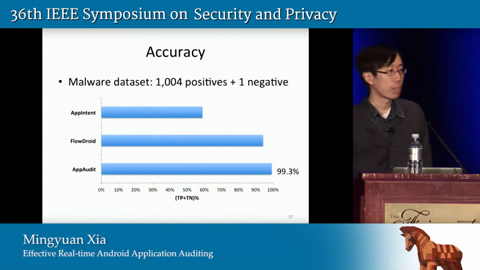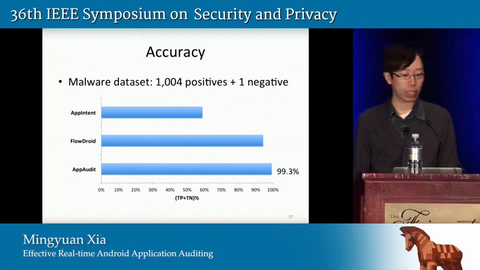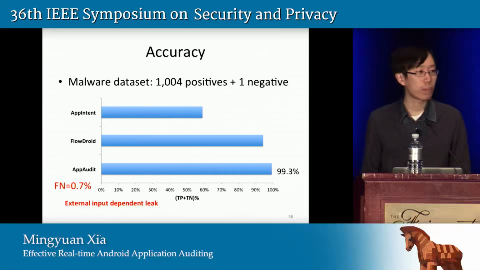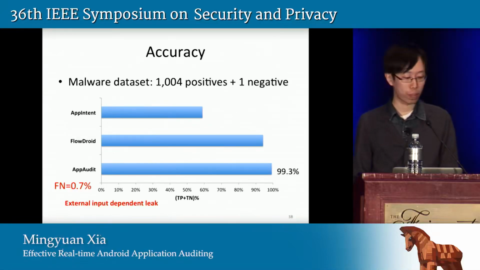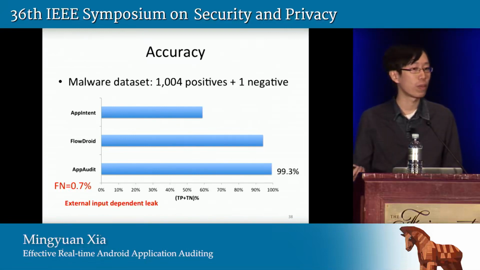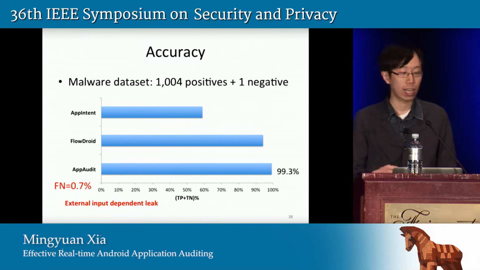First, the accuracy. The malware dataset contains over 1,000 samples, and we are comparing AppAudit with two other static analysis tools. AppIntent is symbolic execution-based, and FlowDroid is flow graph-based. So you can see that AppAudit is leading in accuracy. The missing 0.7% are all false negatives. They are all external input-dependent leaks. Typically, there is a malware function which pings a phone number, then waits for its callback, and then leaks its data.